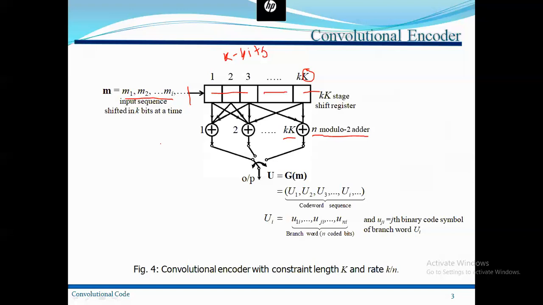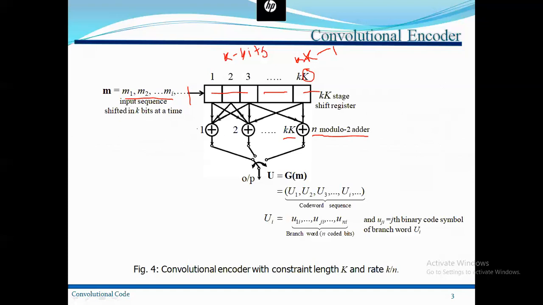And we need to add some extra zeros to move out the contents of the shift registers. So how many zeros do we need to move out the contents of the shift registers? If you recall cyclic codes, you can easily determine that it's k times K minus 1 zeros moved into the shift register to move out all the contents of the shift registers.